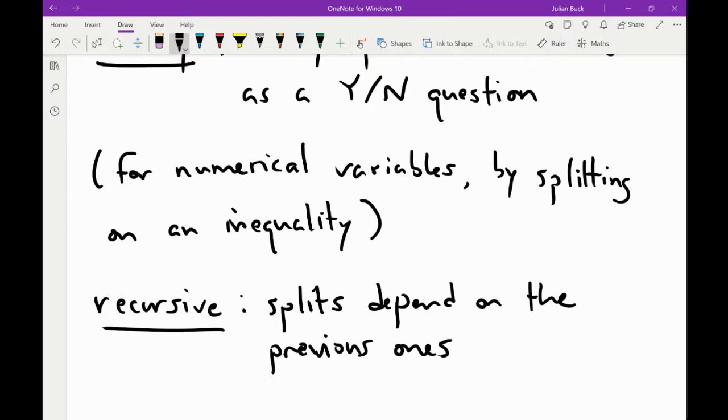You don't have to be splitting on the same variable just because you're at the same level. It also depends on where you've gone before. Okay.